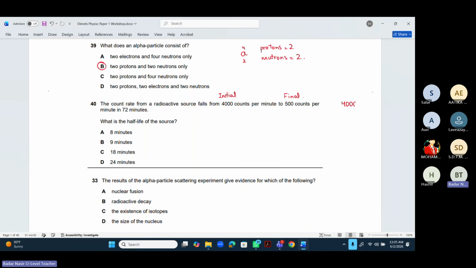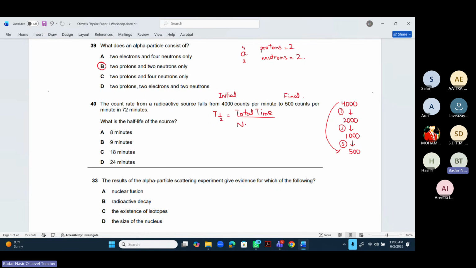सो स्टार्टिंग विद द फर्स्ट वैल्यू 4,000 का हाफ करें सो वी हैव 2,000, फिर 2,000 का हाफ करें सो वी हैव 1,000 और 1,000 का हाफ करें सो वी हैव 500. So 4,000 से 500 में आने के लिए how many half lives? 1, 2, 3 half lives have passed. और इसने आपसे ये कहा है कि 4,000 से 500 पे आने के लिए it took a total time of 72 minutes.